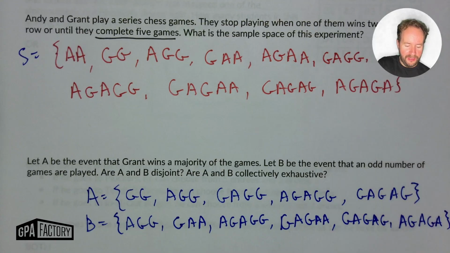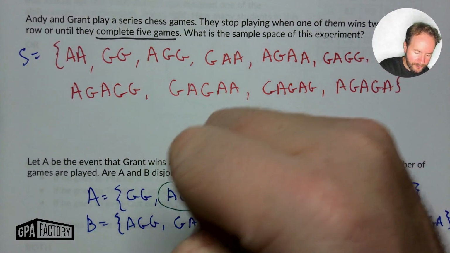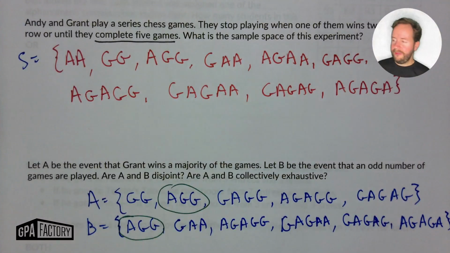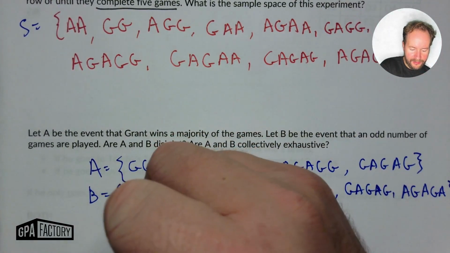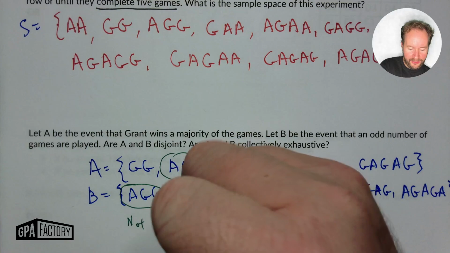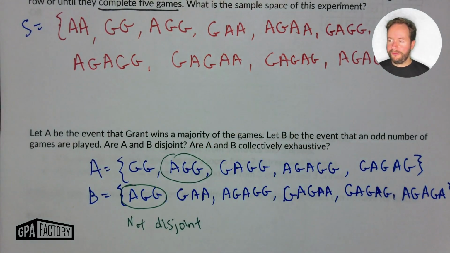Yeah, I see that both A and B have AGG. Now they probably have more. I think they might also have GAGAG. That's fine. But so long as there is one common element, they are not disjoint. Not disjoint, aka they're not mutually exclusive.